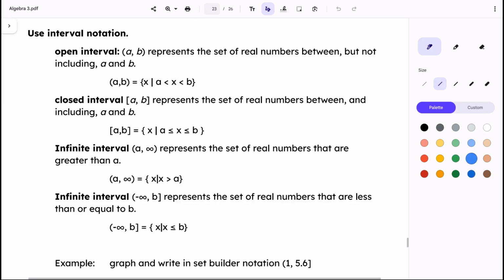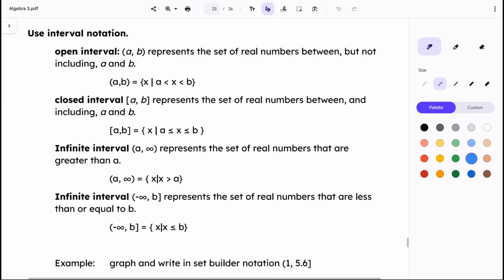So the first one is called an open interval. That's when you have parentheses on both sides of the numbers. And they're using A and B because A and B could represent any of the numbers that you could possibly have for solutions. So it's talking about that (A, B) with the parentheses represents the set of real numbers between, but it doesn't include A or B. So this would be when you have just a less than or a greater than sign. No equal sign is included here.